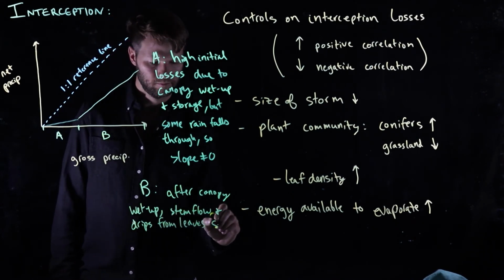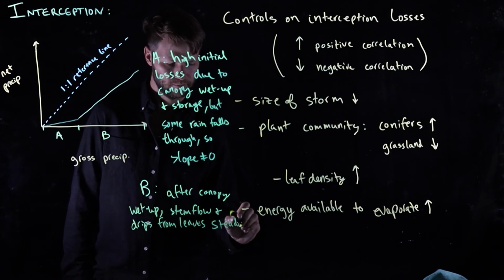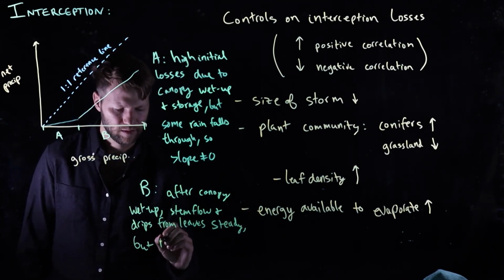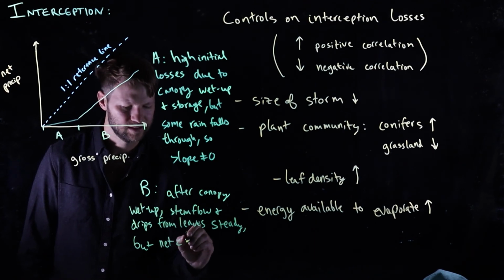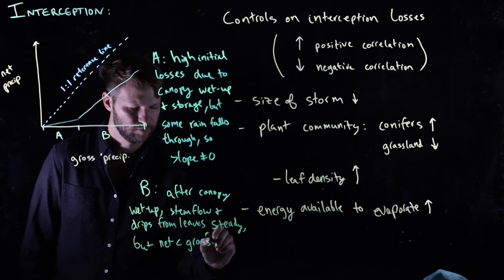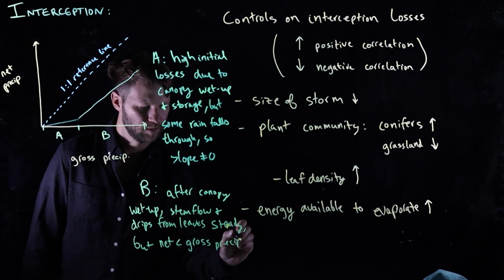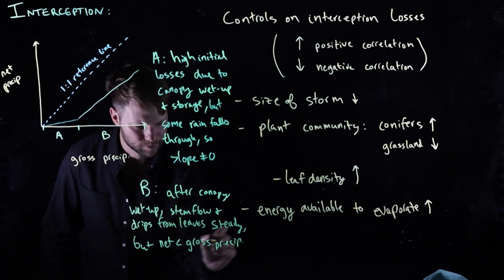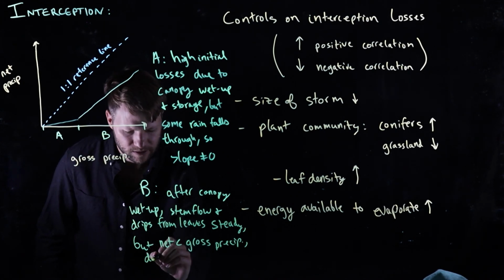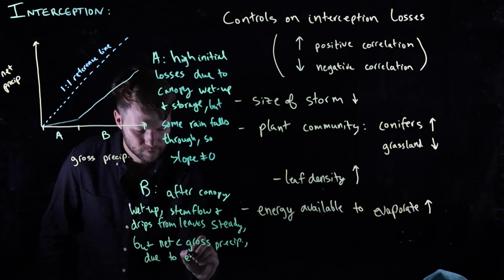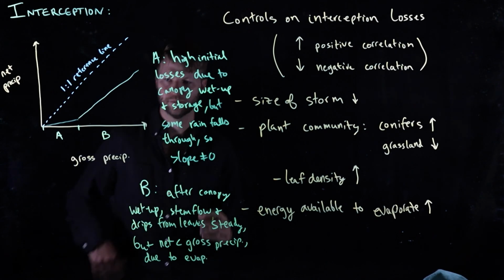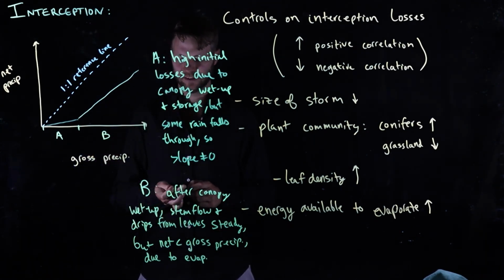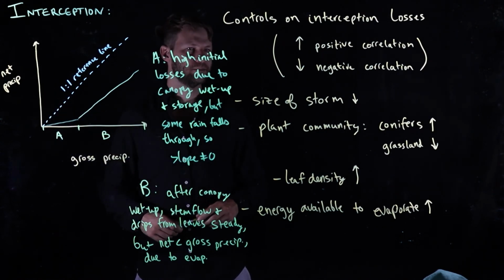But net precip is still less than gross precip. So these slopes are still not the same, and that's because even in the storm, there's still evaporation. So some water is still slightly evaporating, and so you're not going to get all of the rain that falls from the sky to end up hitting the ground as net precipitation.